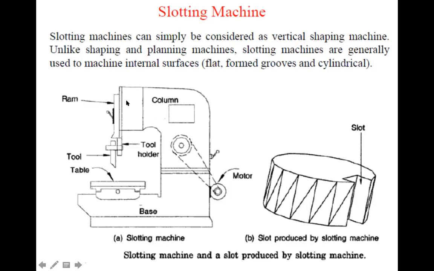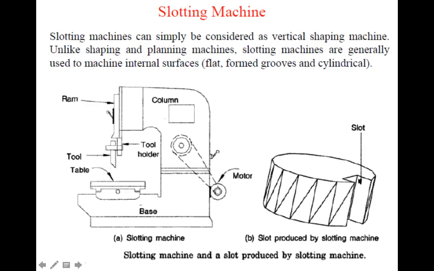You have a column, and you have a ram. Previously the ram was moving in the horizontal direction; now the ram is moving in the vertical direction. You have a tool post, which is nothing but the tool holder. The clapper box is also available in this, and then you have a table and base. All parts are the same as what we have seen.